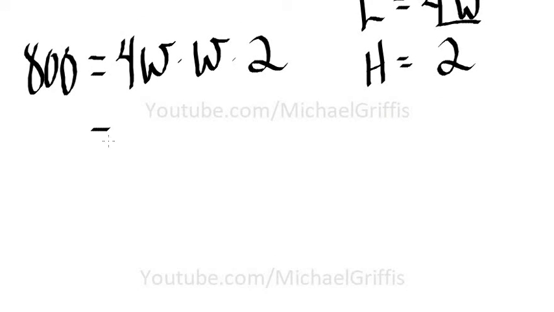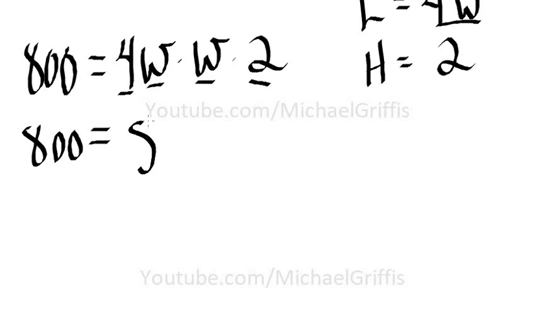So simplifying this down, we have 800 is equal to, now this is W times W. I don't think we've talked about this. In fact, I know we haven't, but you'll learn something new. So 4 times 2 is 8, and W times W is W squared.